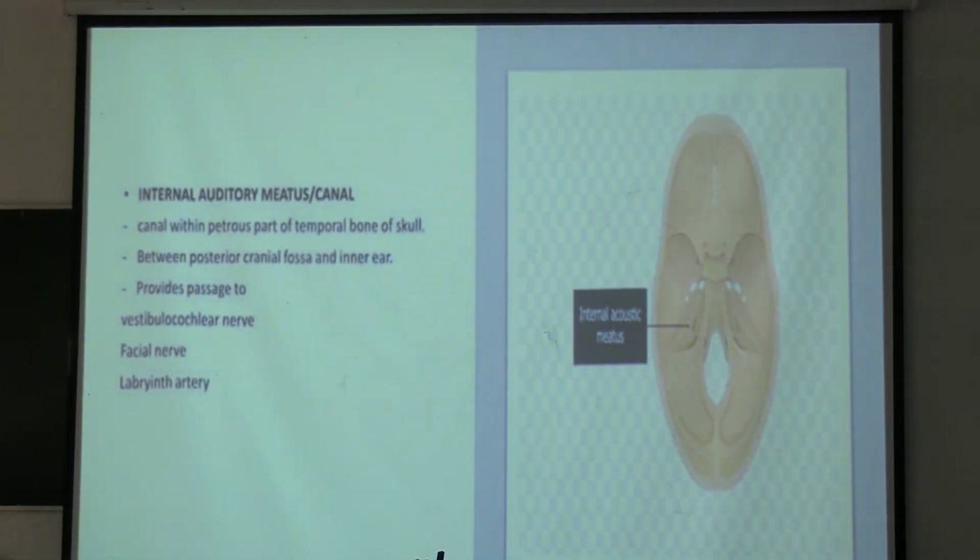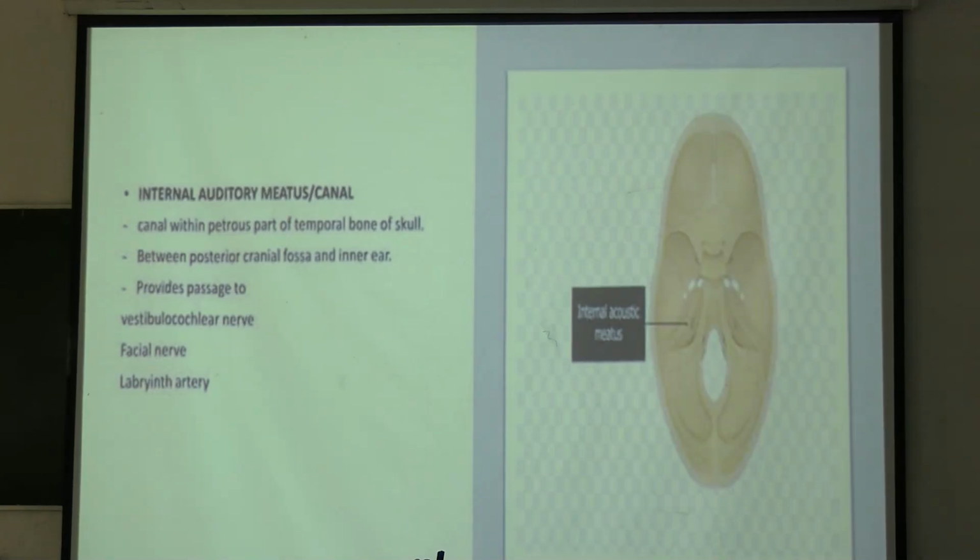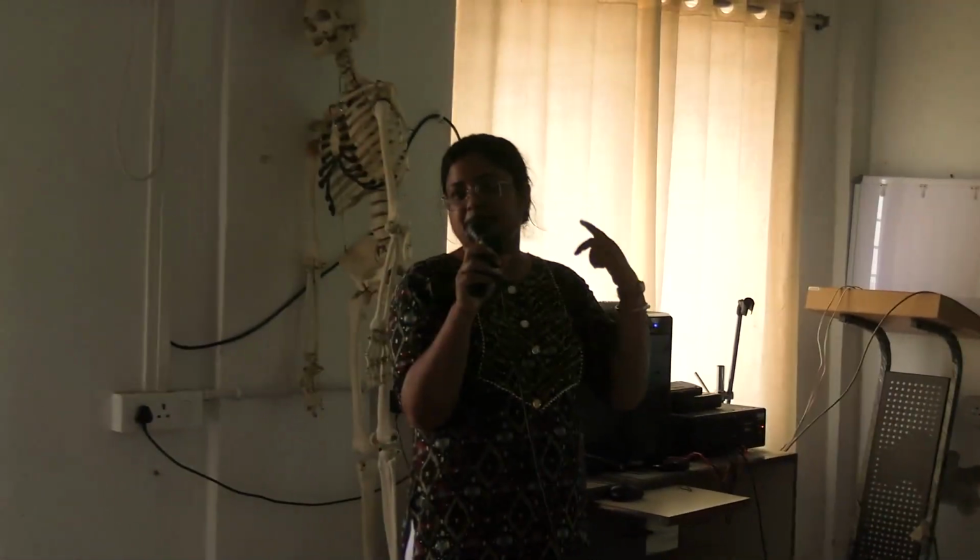inner ear. And it provides passage to the vestibulocochlear, that is the 8th cranial nerve, the facial nerve, which is the 7th cranial nerve, and the labyrinthine artery. So these are the structures: the 7th and 8th cranial nerves and the labyrinthine artery supplying the labyrinth of the inner ear. Those are passing through this internal auditory meatus, or internal auditory canal.